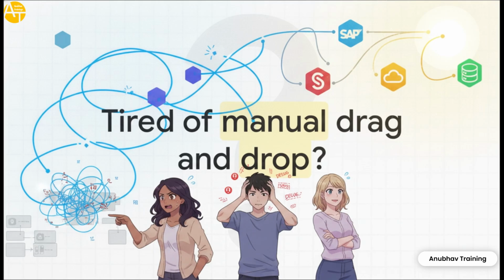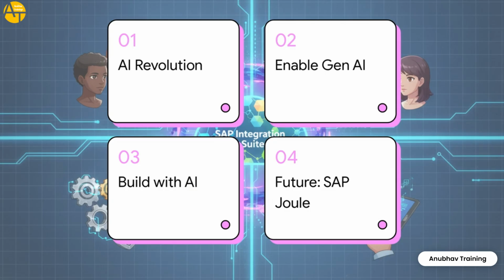Now, imagine if instead of manually piecing all that together, you could just tell the system what you need it to do. So here is our roadmap for this explainer. First up, the AI integration revolution. Then we'll cover enabling generative AI. Next, building iFlows with AI. And finally, we'll take a look at the future with SAP Joule. Let's get right into it.